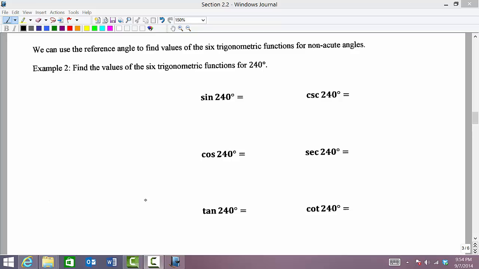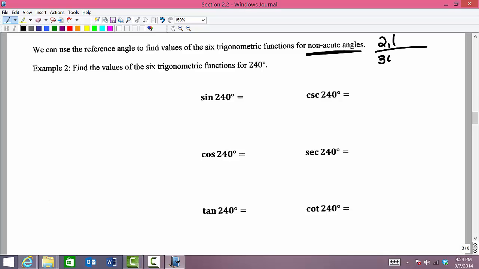Now we can actually talk about how we use reference angles for non-acute angles to find their trig function values. Now remember that in section 2.1 we discussed how to find the trig function values for 30, 45, and 60 degrees. These are our acute angles, and we found those function values using our special triangles. We can do something similar for angles like 240 degrees, something that is non-acute.